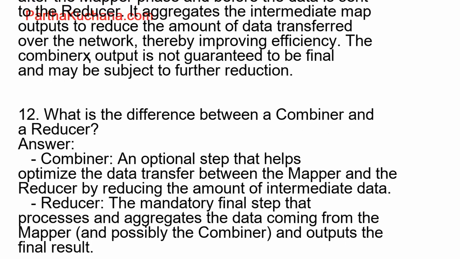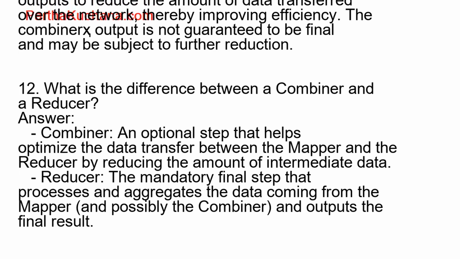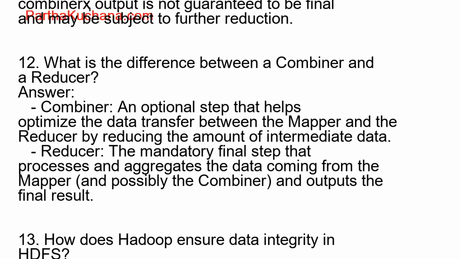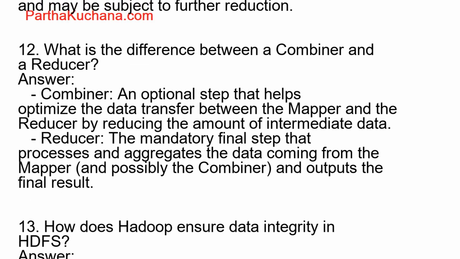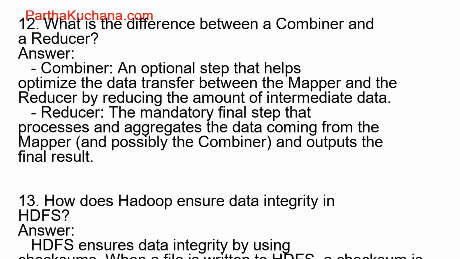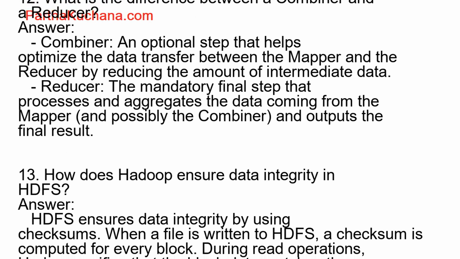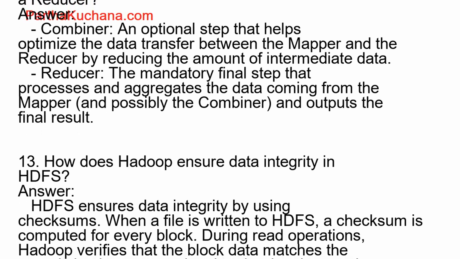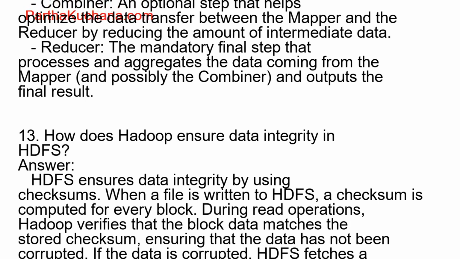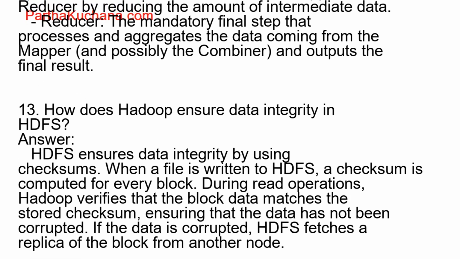14. What is data locality in Hadoop and why is it important? Answer. Data locality refers to the concept of moving computation closer to the data rather than moving data across the network. In Hadoop, the job scheduler ensures that MapReduce tasks are executed on the same nodes where the data resides, reducing network congestion and improving performance. This is crucial because moving large datasets over a network is costly and inefficient.